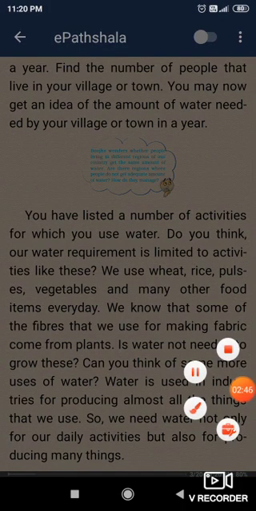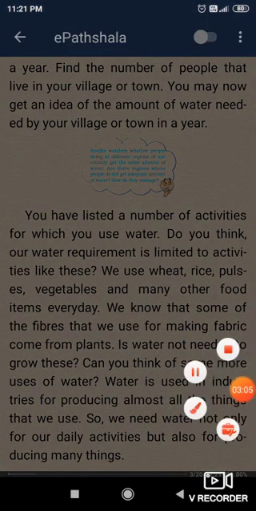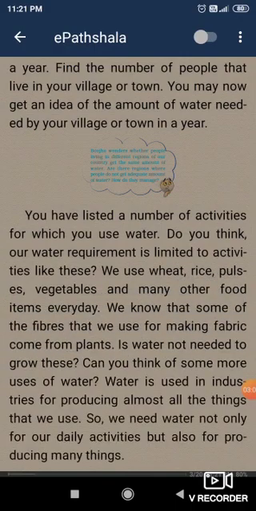Students, you have listed a number of activities for which we use water. Do you think our water requirement is limited to activities like these? We use wheat, rice, pulses, vegetables, and many other food items every day. We know that some of the fibers that we use for making fabric come from plants. Is water not needed to grow these? Can you think of some more uses of water?